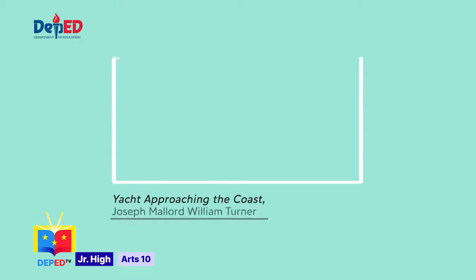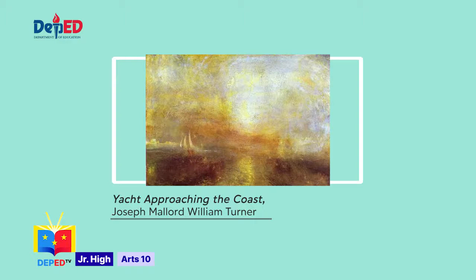Neutral areas of lesser interest are created by the artist through subordination to keep us from being distracted from the areas of emphasis. In other words, the artist wants us to focus on a certain area in the image, just like in this artwork of Joseph Mallord William Turner entitled Yacht Approaching the Coast. He wants to draw our attention to the yacht because it is the main subject of the image. That's why there were more details on that area of the painting.